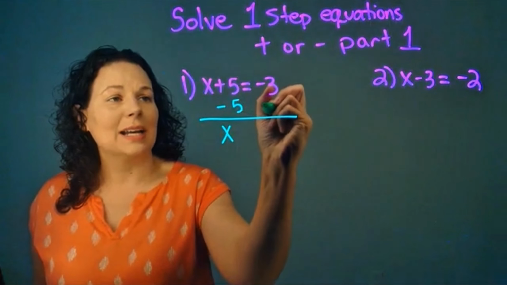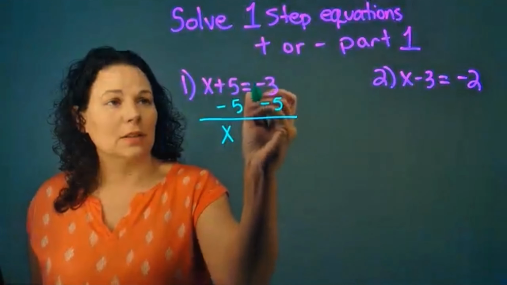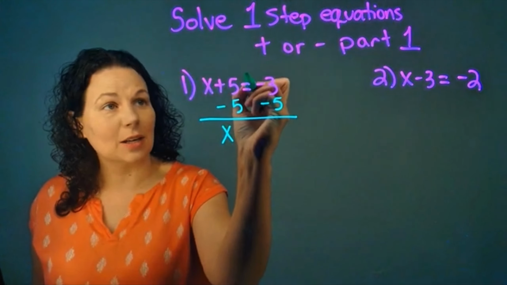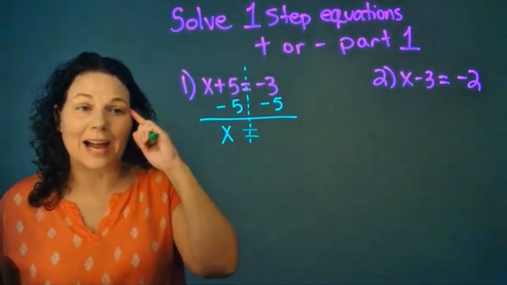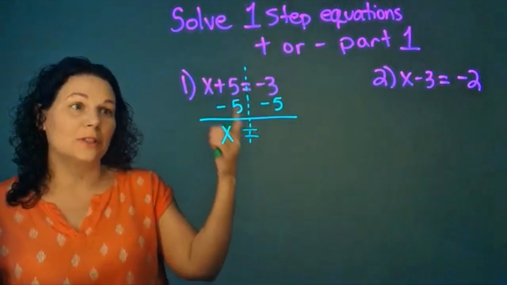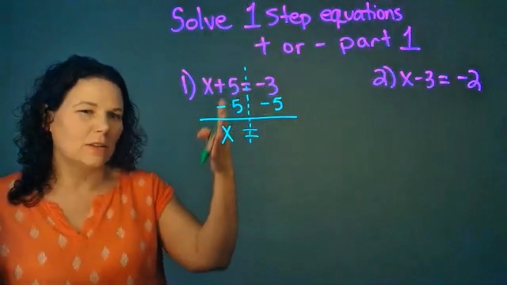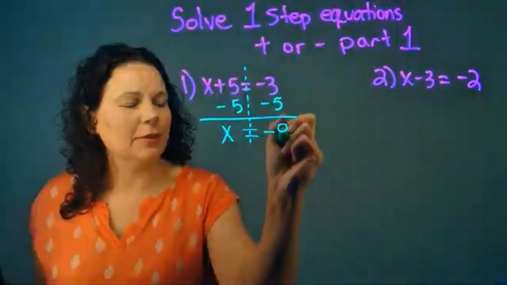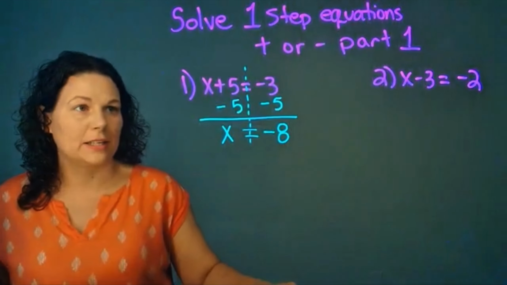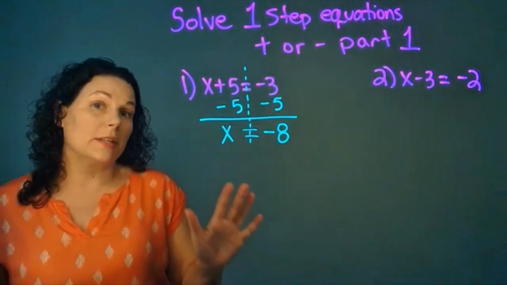If I do it to one side, I have to do it to the other. I went over that equal sign. Some people even like to write a line so they remember, oh, hey, I crossed the line. I have to do it on both sides, right? So they see that there's two sides better. -3 plus -5 gives me -8. Okay, now we are technically done with this problem.